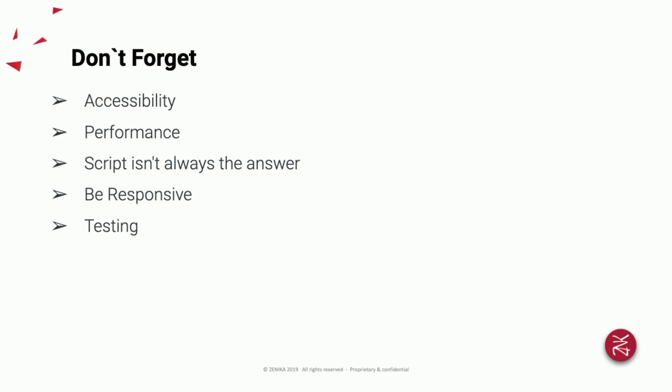Don't forget what you should always keep in mind when developing any custom element. Accessibility of your elements: it should be accessible using the role attribute and all the aria attributes that you can define. You should always put accessibility into your custom elements. Performance: try not to use much debounce or any other performance-lagging method which can impact the performance of your element. A script isn't always the answer. Sometimes you can use native HTML only, so don't always go with web component custom elements. Be responsive: try to define your components in a responsive manner, and always test your components as much as possible.